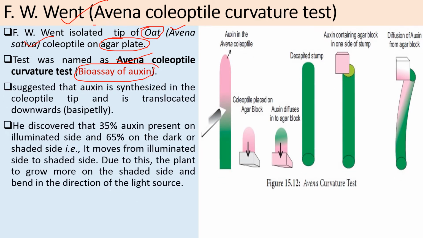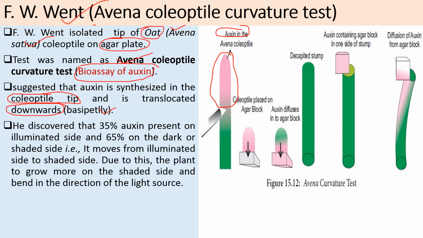So this experiment suggested that auxin is synthesized in the coleoptile tip. इस एक्सपेरिमेंट से ये पता चला जो ऑक्सिन है वो coleoptile की टिप में बनता है and is translocated downwards. नीचे की डायरेक्शन में ये ट्रांसपोर्ट होता है, that is basipetal movement of this chemical substance. So in this tip we can see here, this pinkish color shows the presence of auxin in the tip.